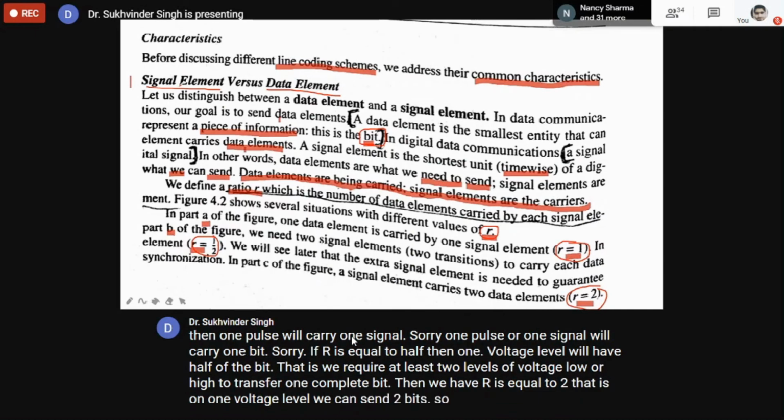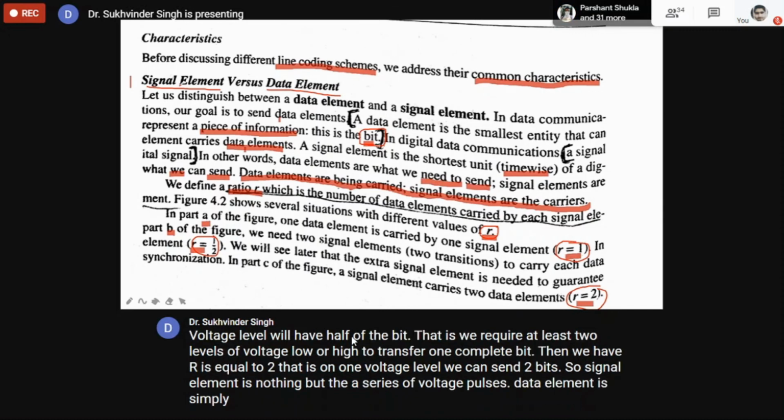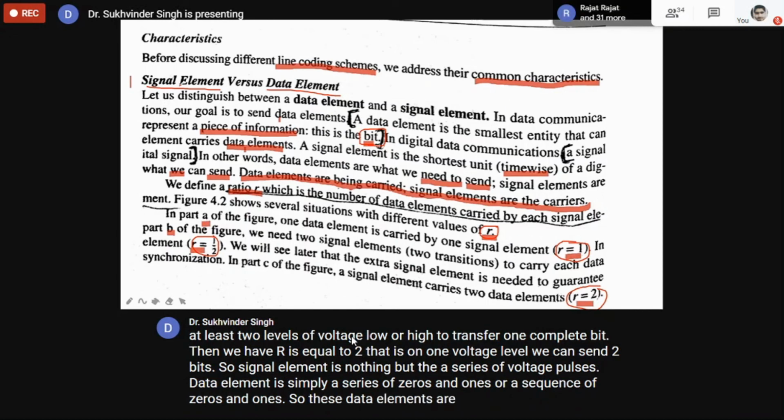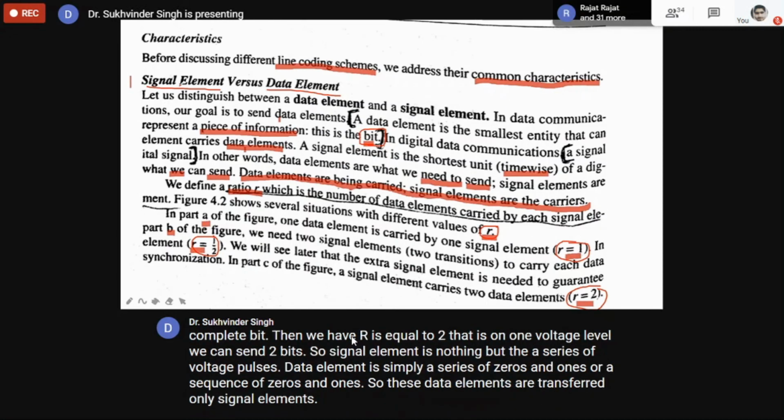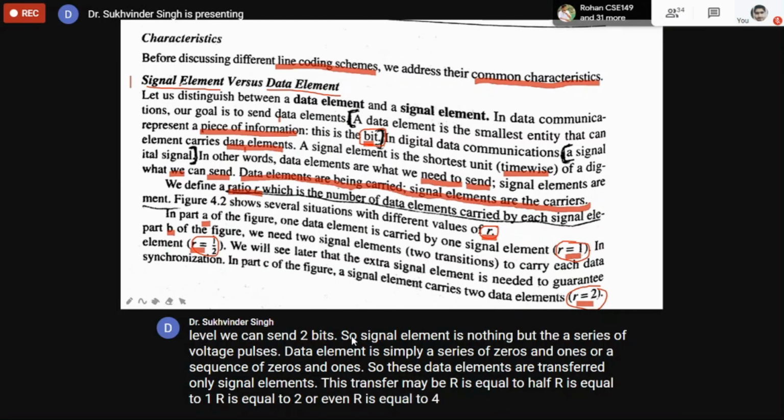So, a signal element is nothing but a series of voltage pulses. A data element is simply a sequence of zeros and ones. These data elements are transferred on these signal elements. This transfer may be R is equal to half, R is equal to 1, R is equal to 2, or even R is equal to 4 is also possible.